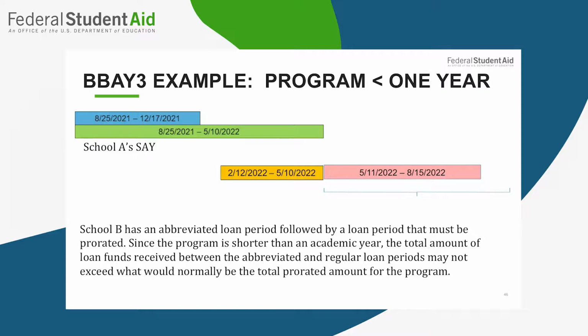So since the program is shorter than an academic year, the total amount of loan funds received between the abbreviated loan period and the regular loan period may not exceed what would normally be the total prorated amount for the program. So you may have to get your calculator out and determine what is the total prorated amount for any student enrolled in this program that is less than 1 academic year in length. That's going to establish the hard cap limit or the ceiling for any students borrowing in this program. And you're going to have to make sure that the amount of money the student borrows in the abbreviated loan period and the regular loan period does not exceed that amount.